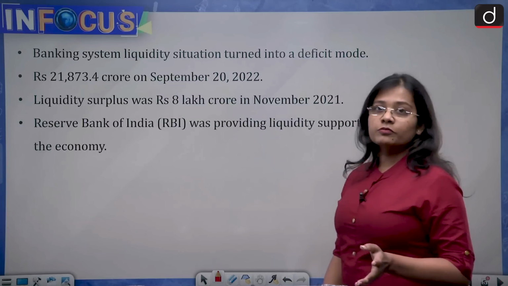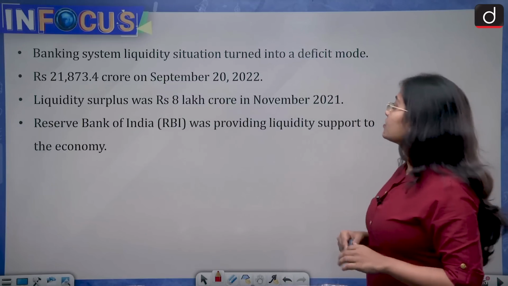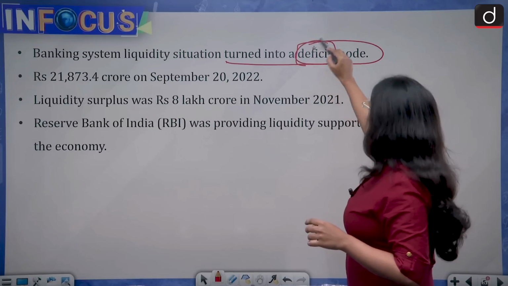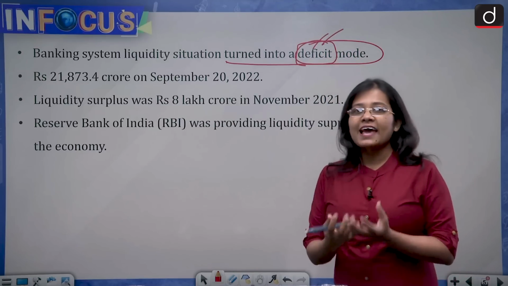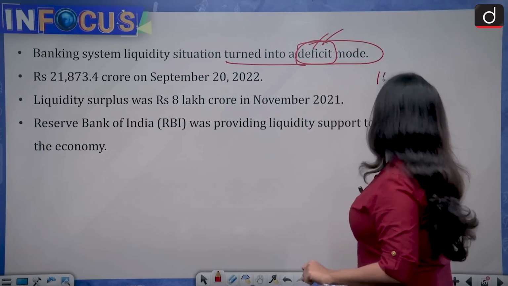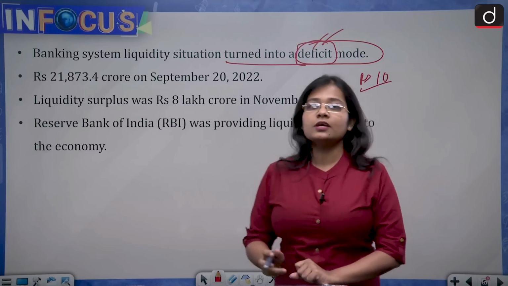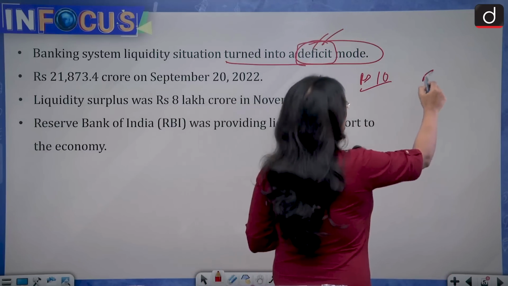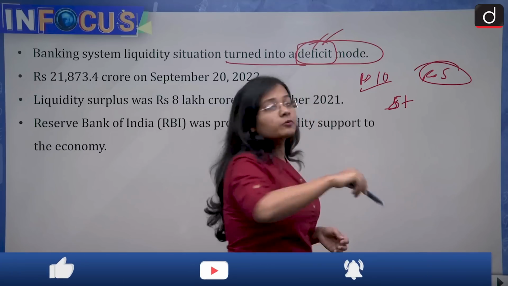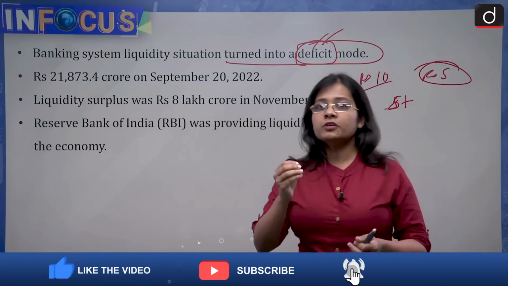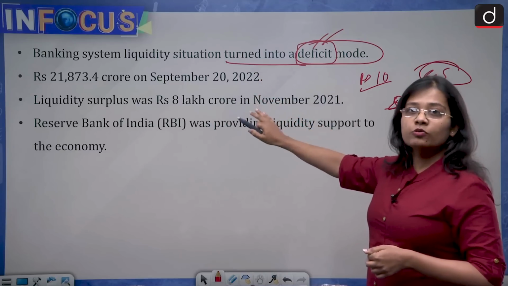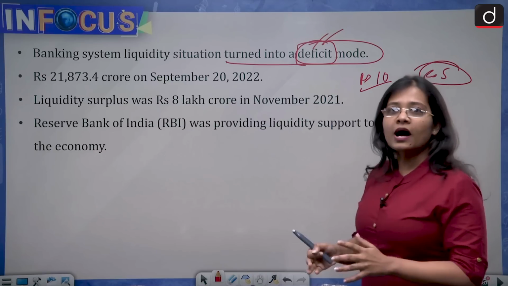See, recently what we have been witnessing is that the banking system liquidity situation has turned into a deficit mode. What is the meaning of the word deficit? Deficit means when we are lacking something. Like for example, you need 10 rupees to buy something, and in your pocket you only have 5 rupees. So you need 5 more rupees to buy that thing. It means you have a deficit of 5 rupees. So it means that the Indian banking system liquidity is not up to the mark.